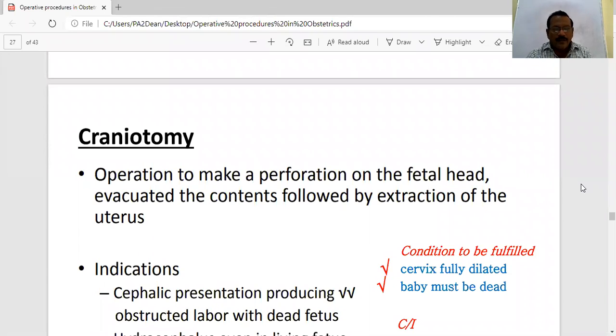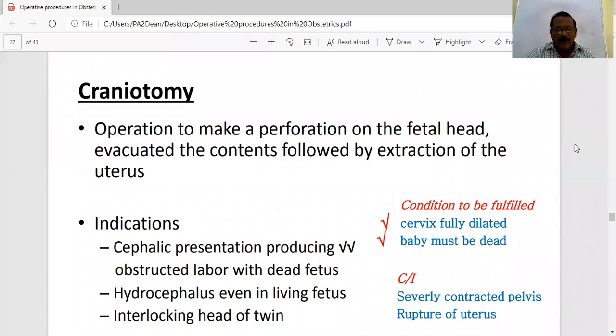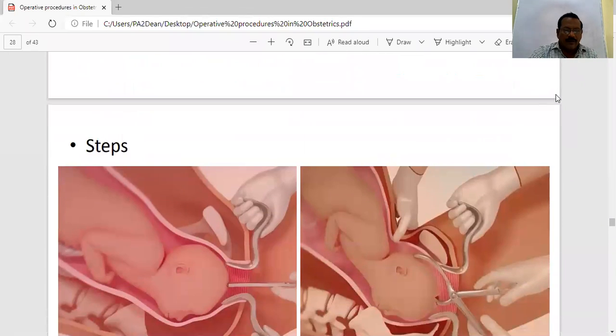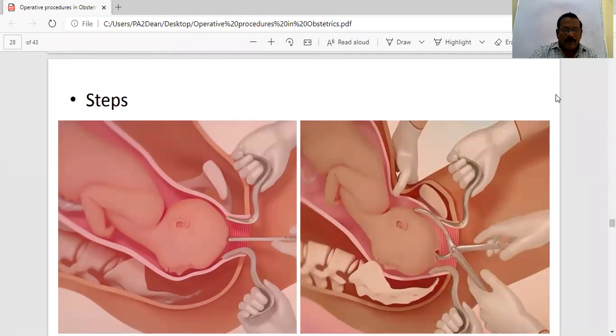The indications where we would like to do craniotomy are cephalic presentation with obstructed labor with a dead fetus. Hydrocephalus, even in a living fetus, because of the huge size of the head, we'll perforate it, do craniotomy, and deliver the fetus by reducing the bulk. And thirdly, in interlocking of heads of twins, we do craniotomy and deliver the fetus, even if the baby is alive. There are various steps shown for craniotomy. We prefer to do craniotomy mostly in the bony part of the skull.